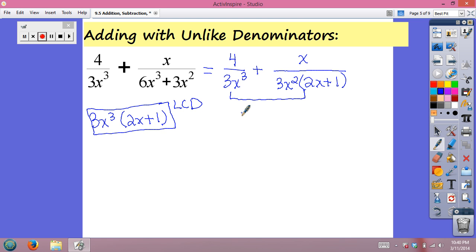So what we need to do now is, just as we did in the prior slide, ask what we are missing from this fraction in the denominator from our LCD. We have 3x cubed here, and a 3x cubed here, but we're missing the 2x plus 1. So we're going to take the numerator times that 2x plus 1 to give us the common denominator on the bottom.